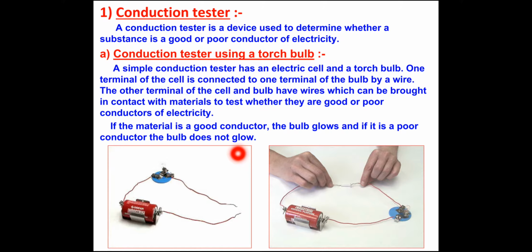So if the bulb glows, then the material is a good conductor, and if the bulb does not glow, then the material is a poor conductor of electricity. So here, instead of an iron nail, you can take wood, a plastic scale, or any other metallic rod, by which you can check whether the material is a good conductor or bad conductor of electricity.